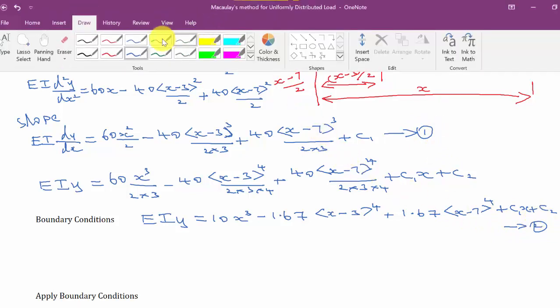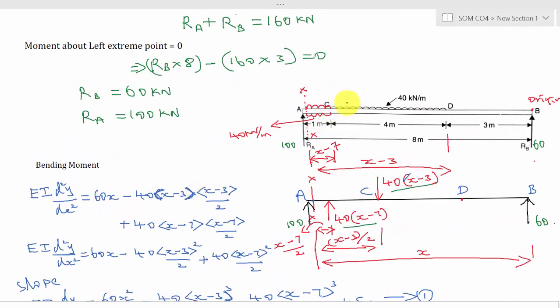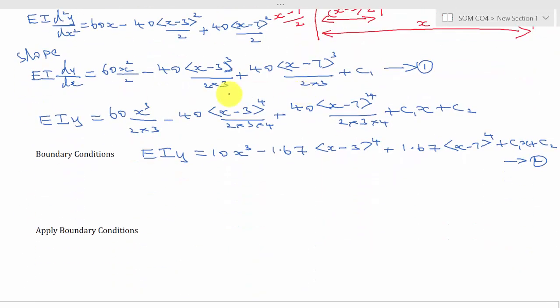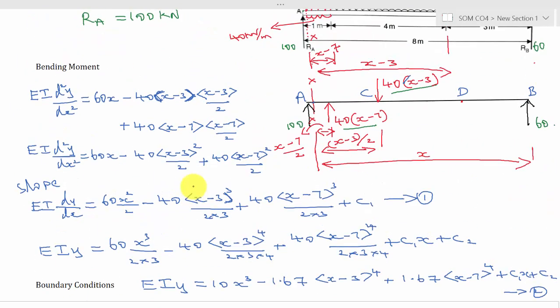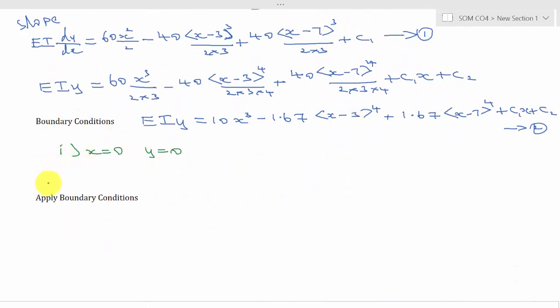Okay. Now coming to the boundary conditions to calculate the constants C1 and C2. So look into the beam. At this point the deflection will be 0 and at the right extreme point also the deflection will be equal to 0. So the first boundary condition is at x is equal to 0, y is equal to 0, and at the extreme point the x value is 8. So the second boundary condition is at x is equal to 8, the y is equal to 0.